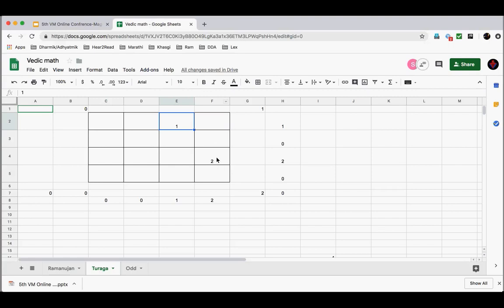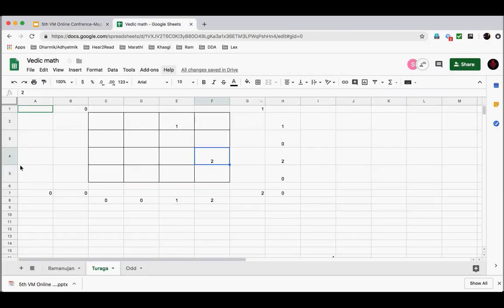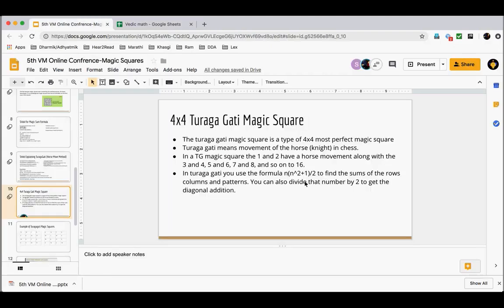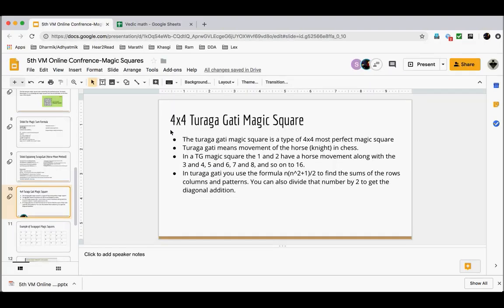You can go anywhere. So then we use the formula for the diagonal. If we do the formula here, which is n times n squared plus 1 divided by 2, n is equal to the dimensions of the square. So we have 4x4, so n is 4. If you do the math, you should get 34. Now, 34 should be the sum of every single column, row, diagonal, and box.